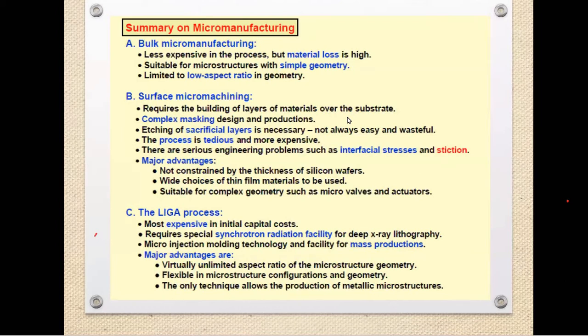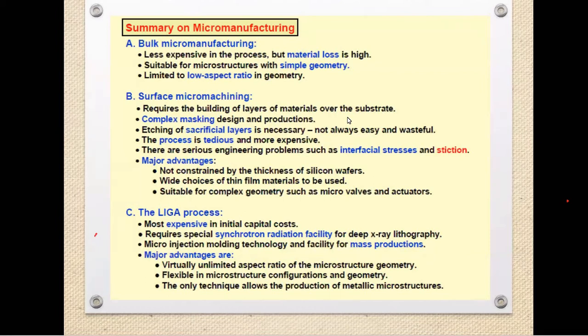There are serious engineering problems like interfacial stresses and restrictions. And addition of the layer, we have discussed these things. The major advantage is not constrained by the thickness of the silicon wafer. Wide choice of thin film material to be used. You can use different types of thin film materials suitable for complex geometry.